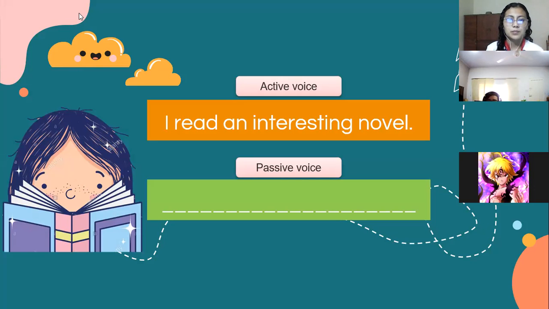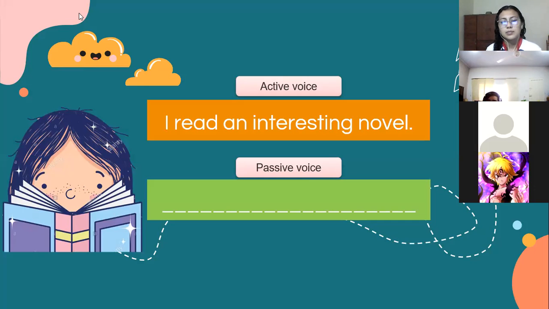So, Sophia, tell me. Novel is interesting. What is the object? What is the complete object of the sentence? An interesting novel. An interesting novel.